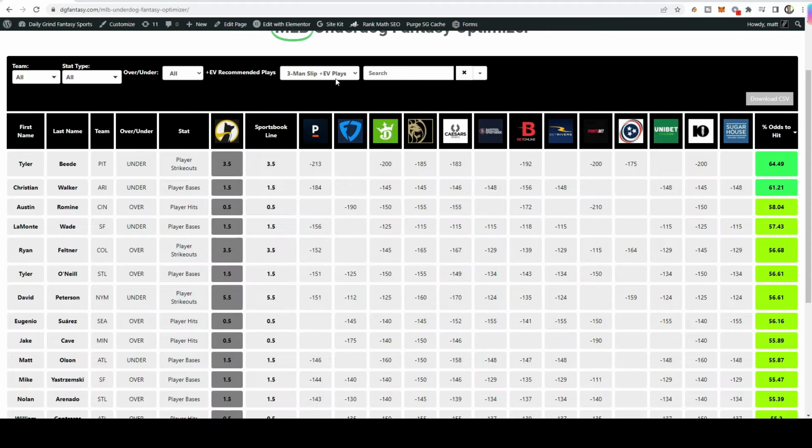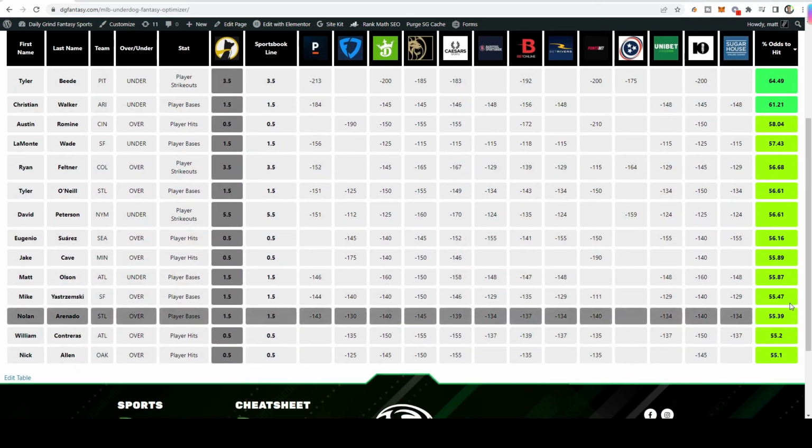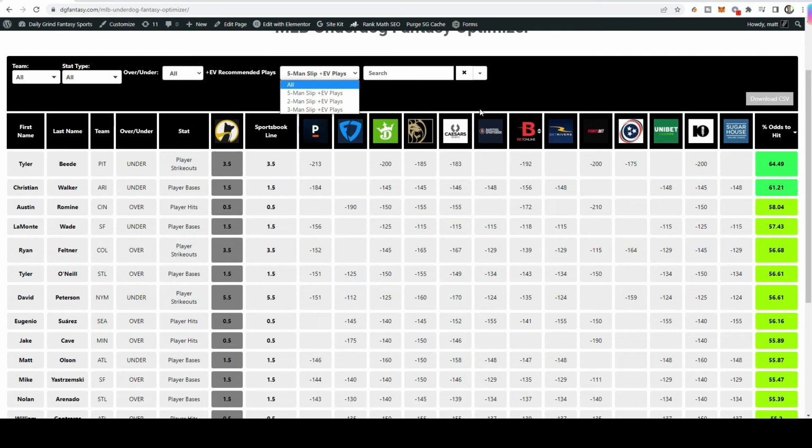So if I go back to the optimizer and I filter by 5-man slip plus EV bets, it should display anything over 55%. In conclusion, the two best slip options mathematically to remain profitable in the long run on Underdog Fantasy are going to be the 5-man slip plus EV plays and the 3-man slip plus EV plays.